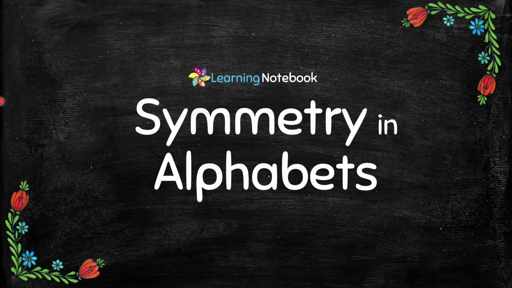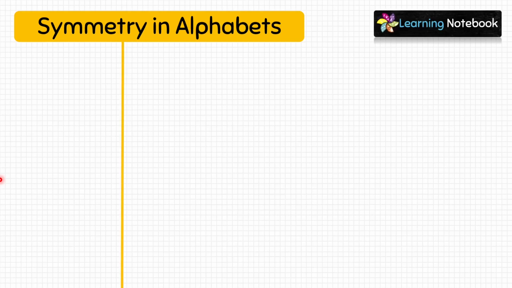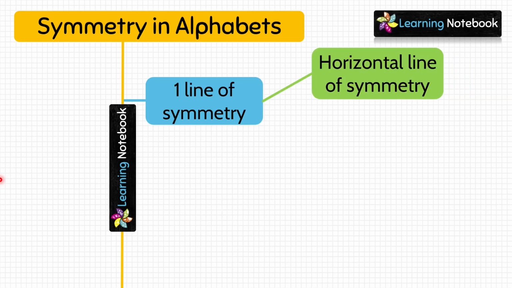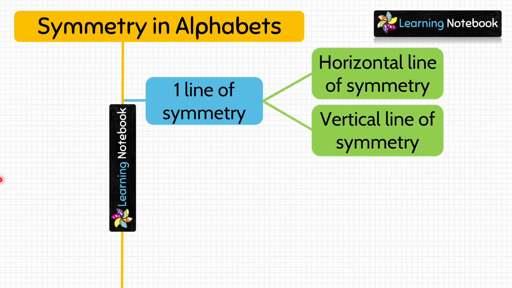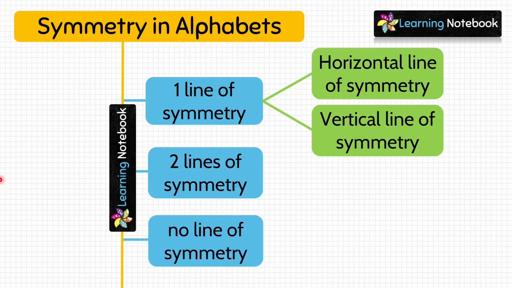Now let's see symmetry in alphabets. Students, there are some alphabets which have one line of symmetry. In one line of symmetry, we have alphabets with horizontal line of symmetry and we have alphabets with vertical line of symmetry. Then there are some alphabets with two lines of symmetry, while there are other alphabets which have no line of symmetry. So let's learn in detail about symmetry in alphabets.